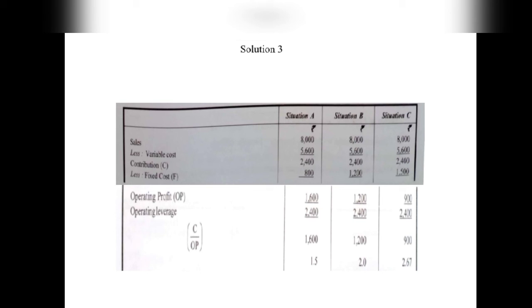Now we can calculate the operating leverage using the formula. The formula is C upon OP, that is contribution divided by operating profit. Now under situation A, the operating leverage will be rupees 2400 divided by rupees 1600. So it will be 1.5 for situation A. For situation B, the operating leverage will be rupees 2400 divided by 1200. So that will be 2. And for situation C, the operating leverage will be rupees 2400 divided by 900. So that will be 2.67.